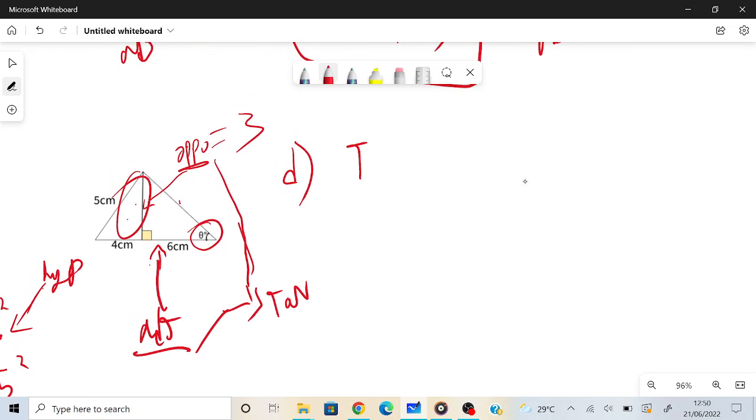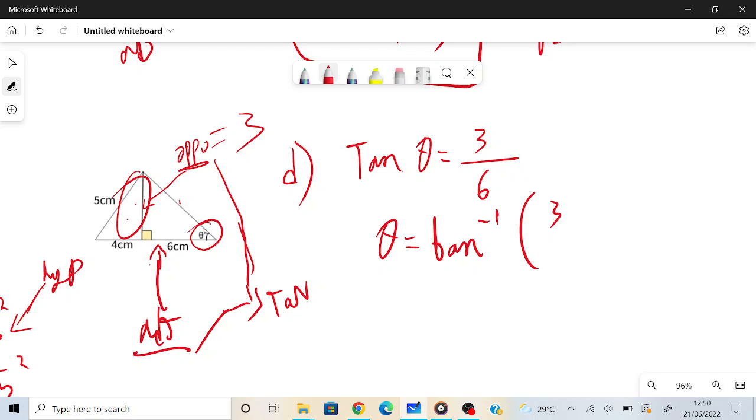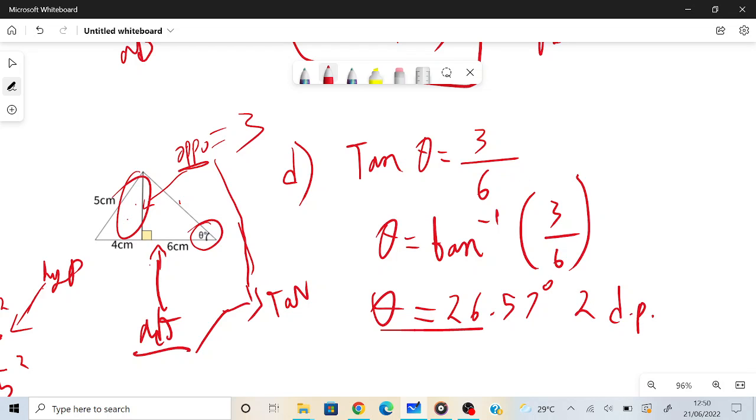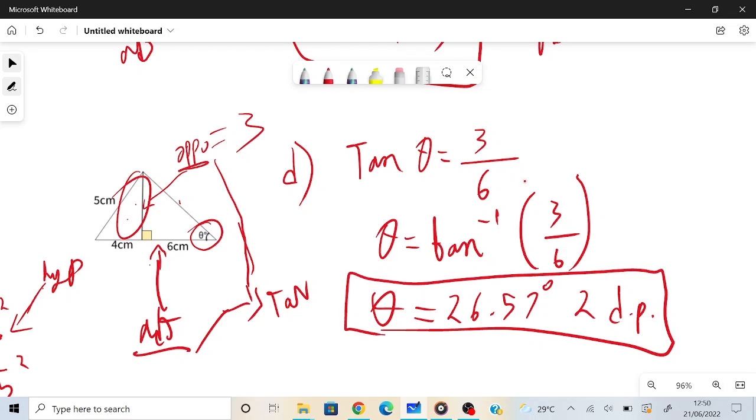So this becomes tan theta equals opposite, which we just found out to be 3, over our adjacent, which is 6. Finding theta, this is the tan inverse of 3/6. Theta is equal to, bring down your calculator, tan inverse 3/6. This is 26.57 degrees to 2 decimal places. And that is your final answer for this question.